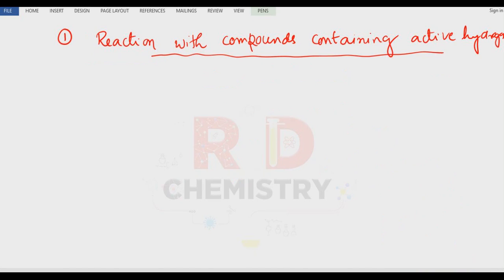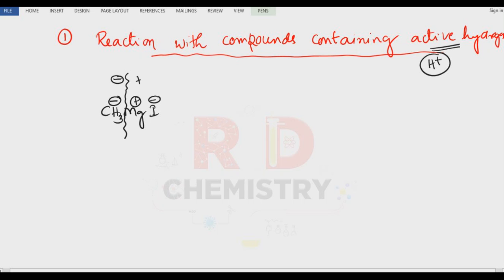Now, Grignard reagent reacts with active hydrogen. What do we mean by active hydrogen? Active hydrogen means hydrogen which is acidic in nature. Acidic hydrogens are reactive with the Grignard reagent. Let me take the example methyl magnesium iodide. Methyl is negatively charged, magnesium is positive, and the remaining iodide is negative. I'll break it into two parts: one is the alkyl part, the other is the magnesium iodide part, so there is a positive part and a negative part.